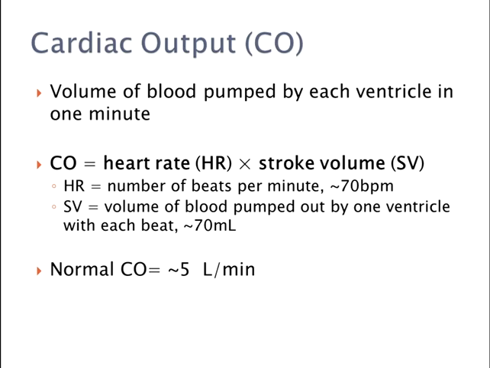Stroke volume is, again, the volume of blood pumped out by one ventricle with each beat. Again, that amount is about 70. The range is anywhere from 50 milliliters to 100 milliliters. But again, the average is about 70 milliliters, based off of a 70 kilogram or 150 pound person. Typical cardiac output is about 5 liters per minute.